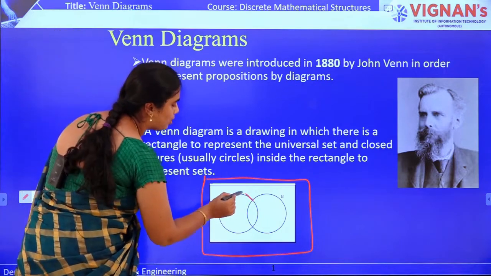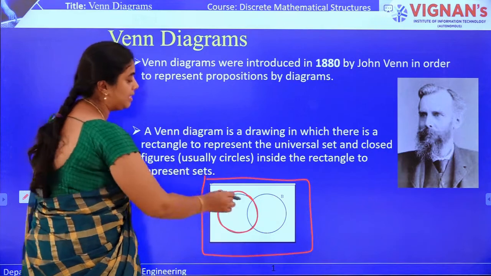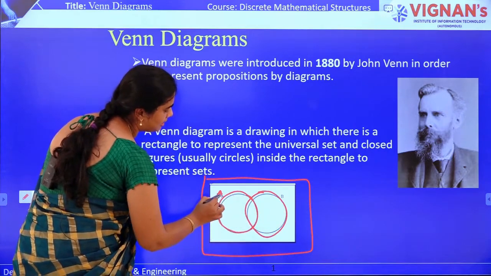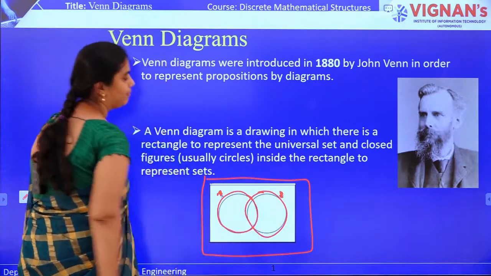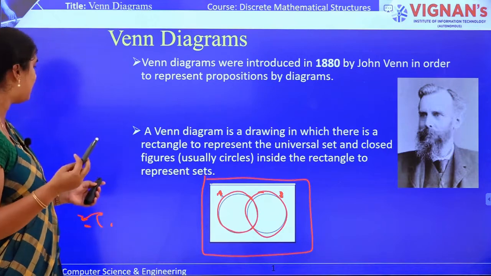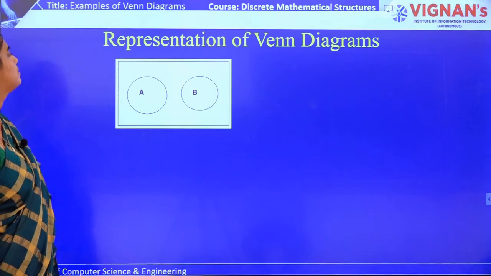And the circles which you are seeing over here are represented as sets. These circles are used to represent the set. Okay, and this is the set A and this is the set B. Okay, this is the basic representation of the Venn diagram. We will be seeing how these Venn diagrams can be used in order to solve problems.